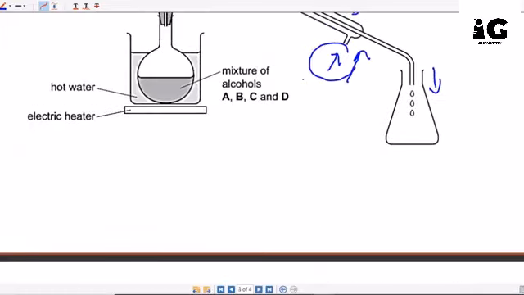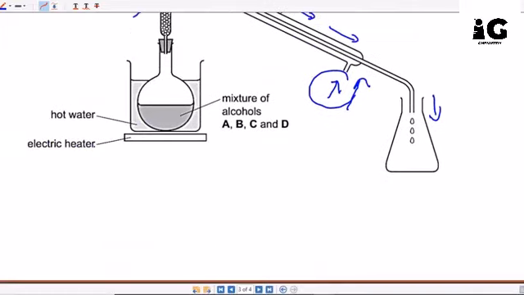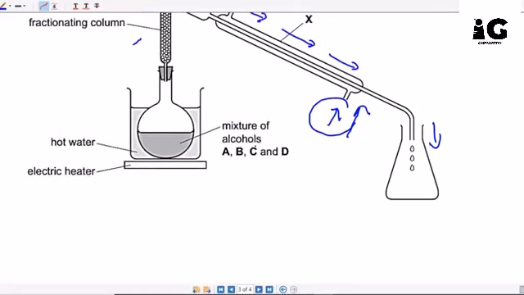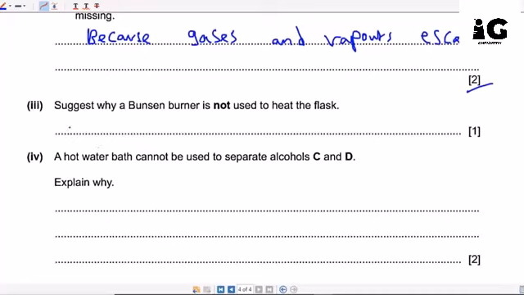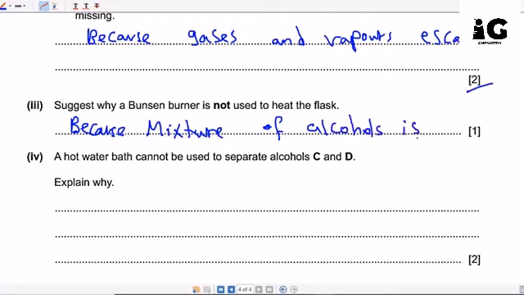So let's check. Okay, here we have an electric heater rather than a Bunsen burner. So if you check, you'll find, guys, within the flask we have a mixture of alcohols. And you know, alcohols are flammable liquids, so they can catch fire. So it's going to be very dangerous to use a Bunsen burner. So instead, it's safer to use an electric heater, of course. So we can say because the mixture of alcohol is flammable.